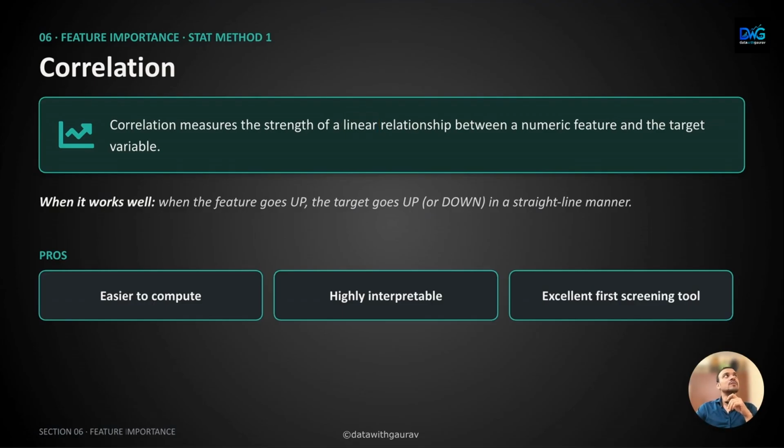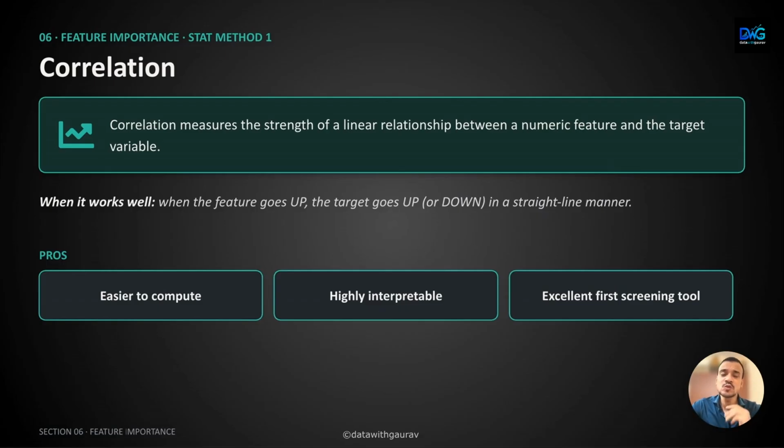For example, imagine we are predicting house prices. If larger houses consistently sell for higher prices, then as the area increases, the price also increases in a fairly straight line manner. This indicates a strong positive correlation. Similarly, if increasing one variable consistently causes another one to decrease in a straight line pattern, we have a strong negative correlation. So, whenever a feature and the target move together in a predictable linear way, whether both increase together or one increases while the other decreases, correlation is an excellent measure of feature importance in those cases.